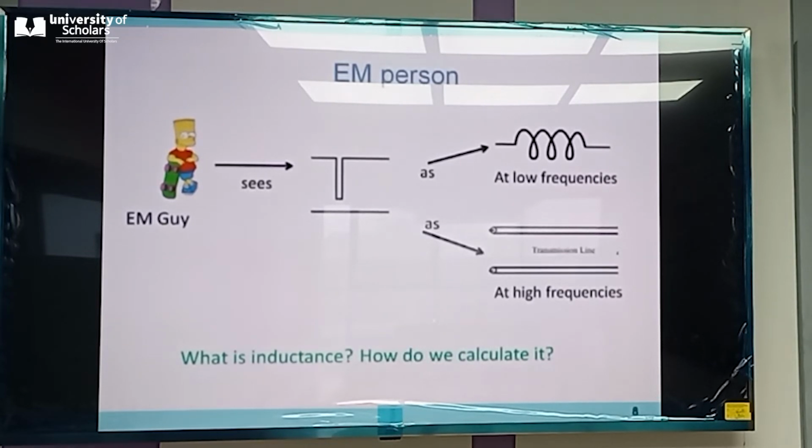However, both inductance and transmission line are concepts that are not actually developed from circuit theory. In circuit theory, if you remember, we are just given that we have an inductor, a capacitor, and a resistor, and we are not told how exactly to calculate these things.